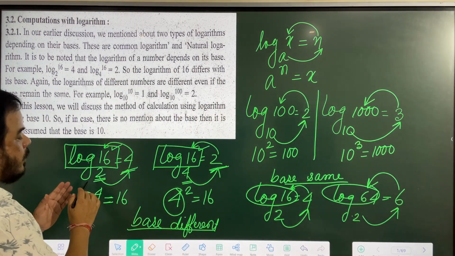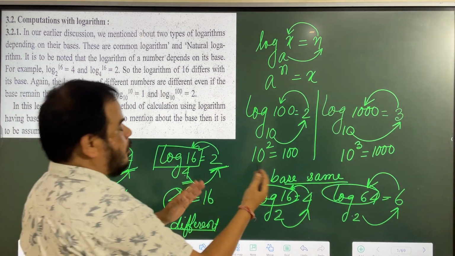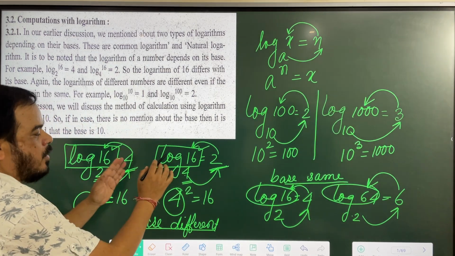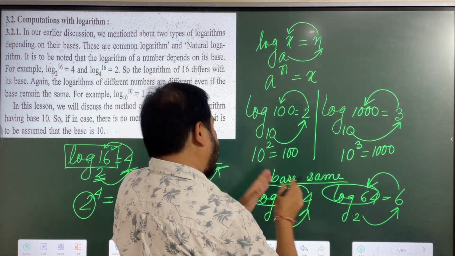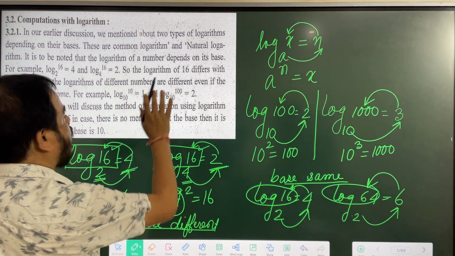So when the base is different, or when the base is the same but the number is different, we will get a different value. That is what is written here.